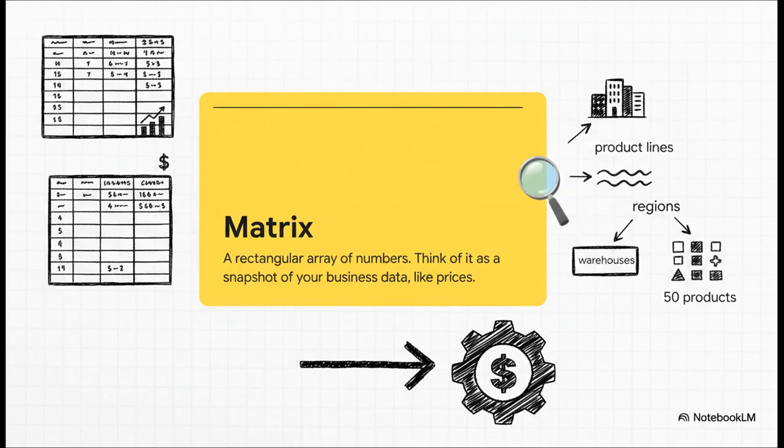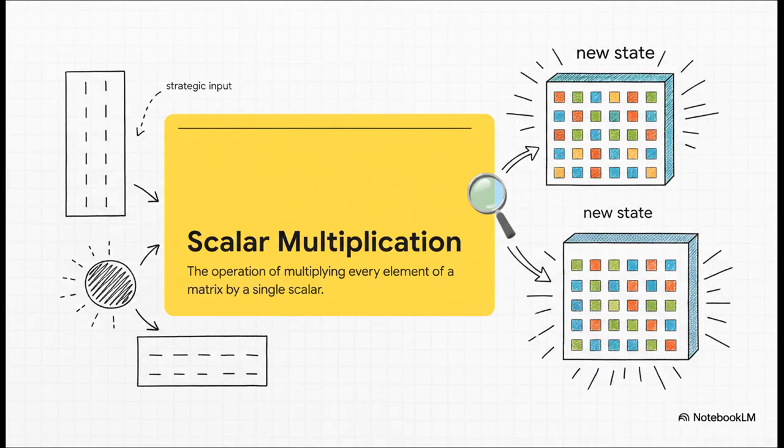Next up, the matrix. A matrix is simply a rectangular array of numbers, all organized in neat rows and columns. I want you to think of it as a snapshot of your business data at a particular moment in time. This could be your price list, your inventory levels, or your regional sales figures. It's the organized set of data that we need to act upon. And this brings us right to scalar multiplication. This is the operation itself. It's the process of taking our scalar, our strategic number, and multiplying it by every single element inside our matrix. The result is a brand new matrix of the exact same size, showing us our transformed business snapshot.